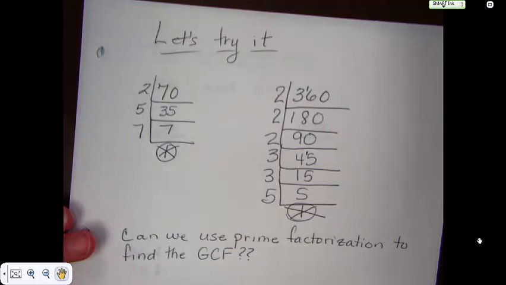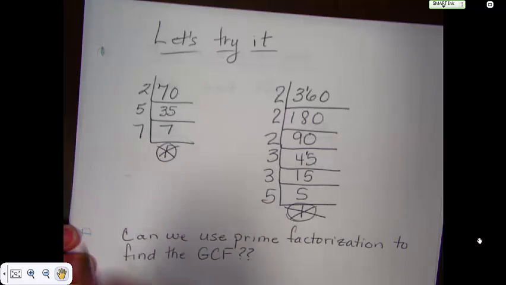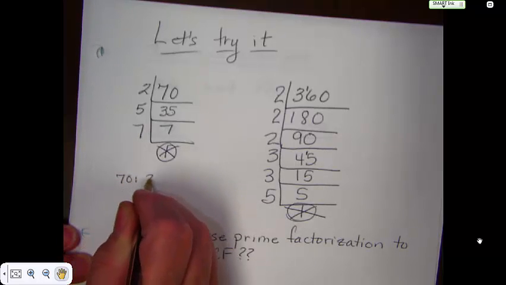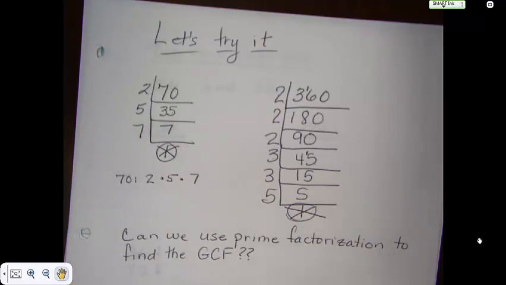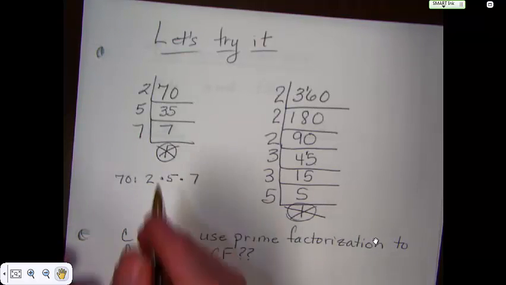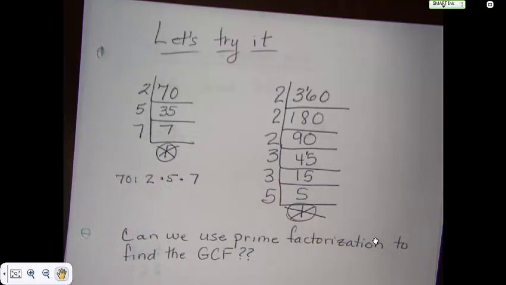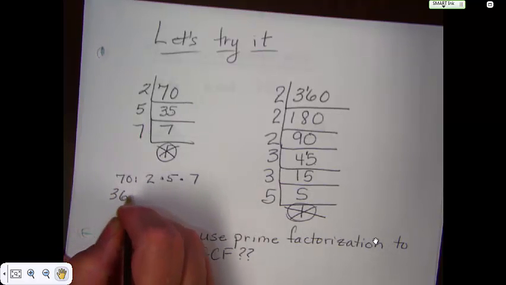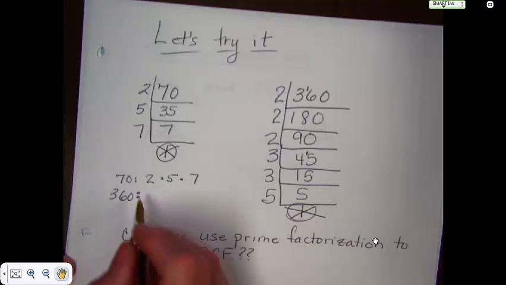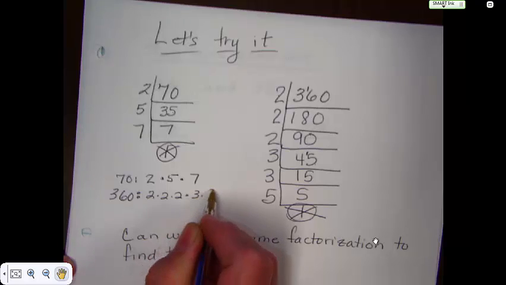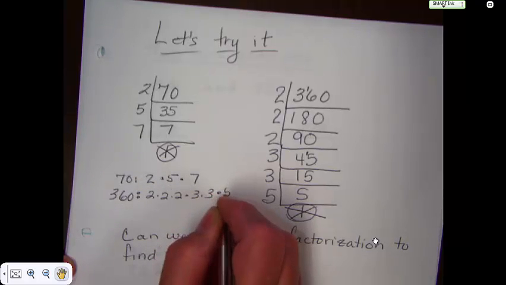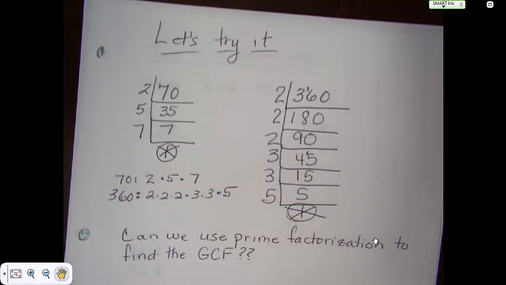Okay, let's go ahead and write out the prime factorization real quickly. For 70, we have 2 times 5 times 7. For 360, we have 2 times 2 times 2 times 3 times 3 times 5. Wow, that's a long one.